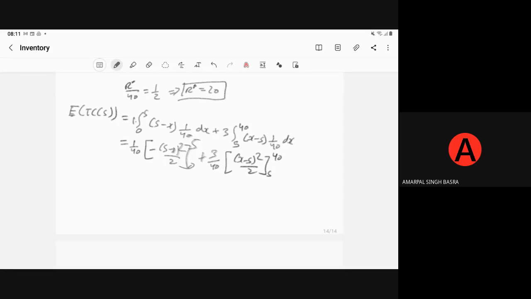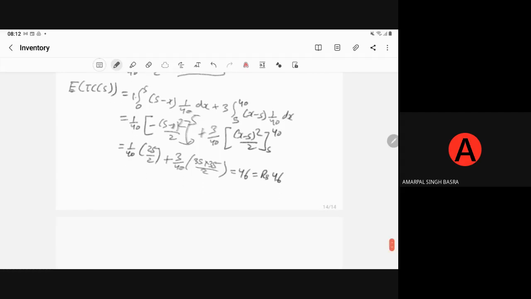So this will give you 1/40 × (25/2) + 3/40 × (35 × 35/2). On solving, it will give you rupees 46. Rupees 46.